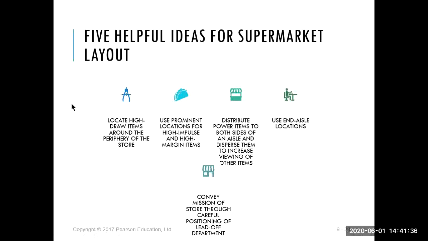Okay, so these are ideas for the supermarket or retail layout. First thing, they locate high draw items around the periphery of the store. It depends on the company and on the society or community. Let's say, for example, in the US, so let's say American.